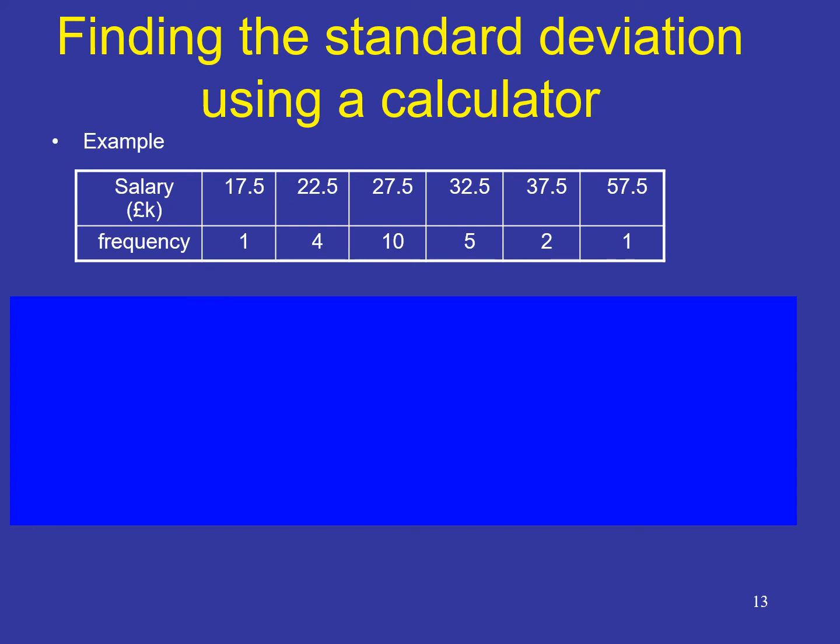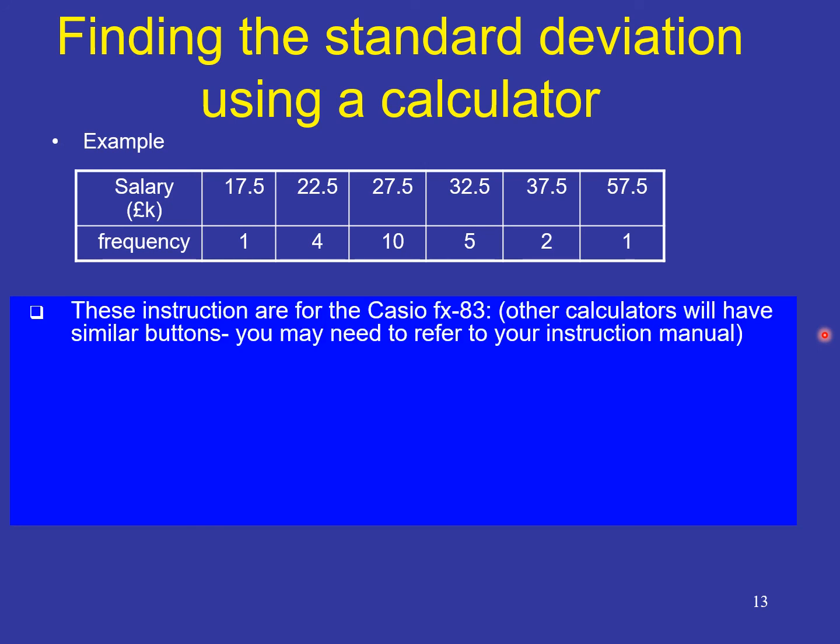In this example, the salaries of people were recorded. So one person had a salary of 17.5 thousand, 4 people had a salary of 22.5 thousand, 10 people had a salary of 27.5 thousand, and so on. We want to find the standard deviation for these data. So I'm going to talk through the instructions for using the Casio FX83 calculator. Most calculators will have similar menus.